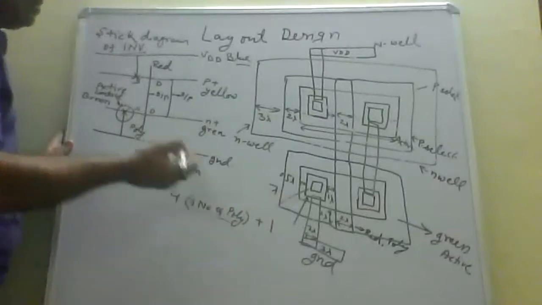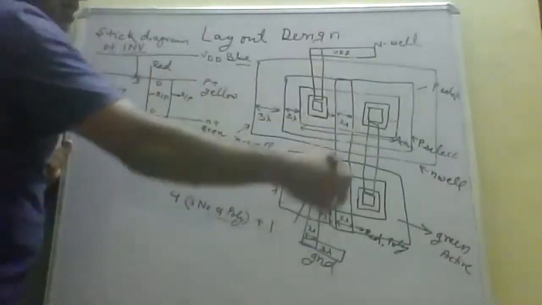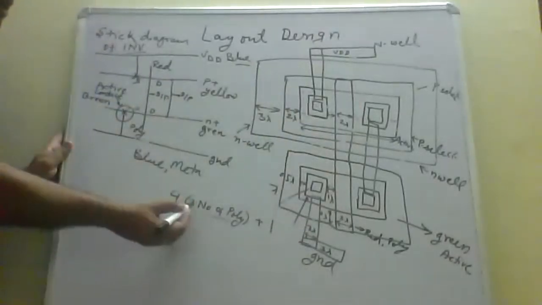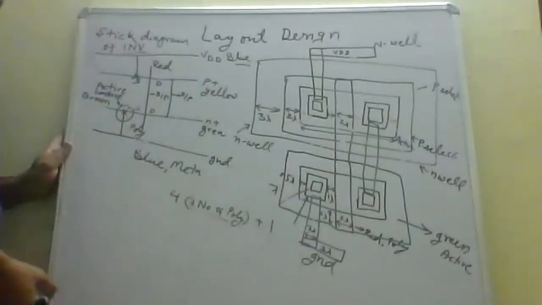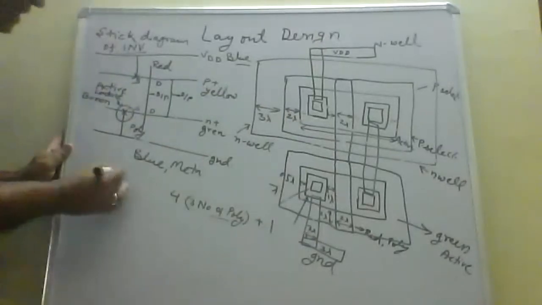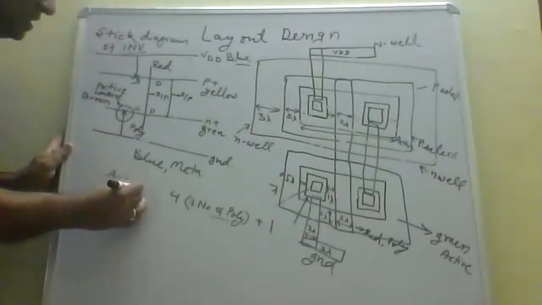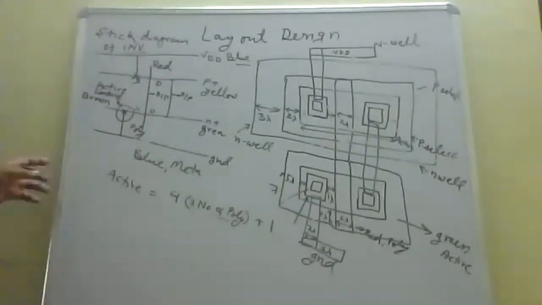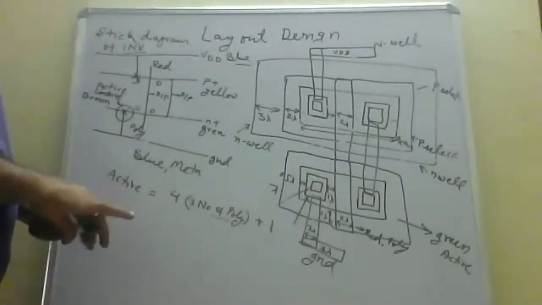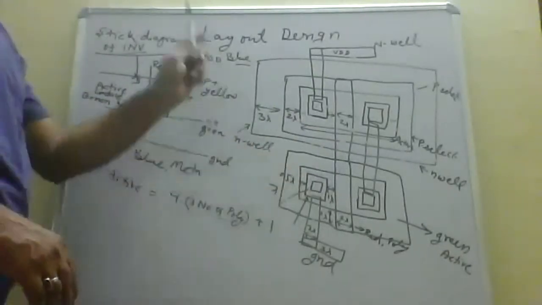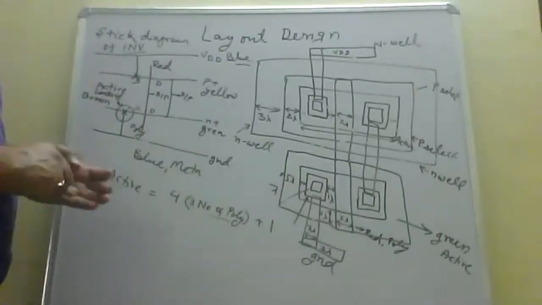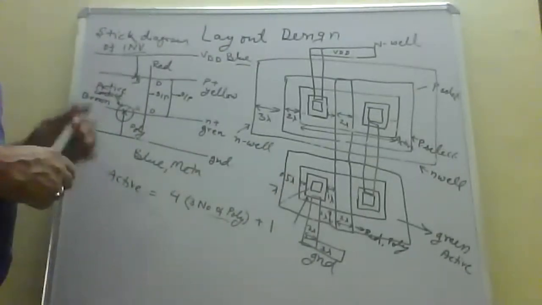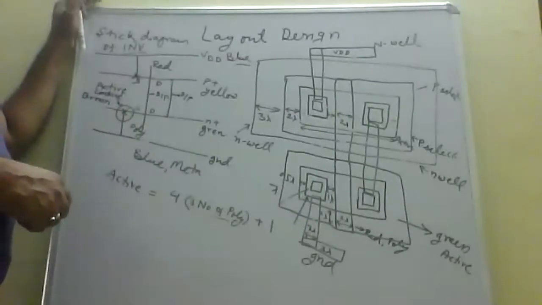Number of polys will be 1, and polysilicon is only 1. So poly into 3 into 4 plus 1. This will be the active length, and this is fixed. Right? So don't worry about the dimensions here. These dimensions will be clear when we see the edit. Right? So, Chirag, is this clear?